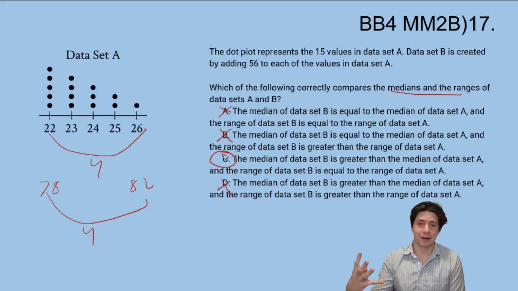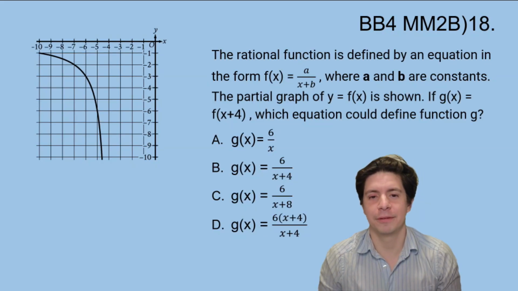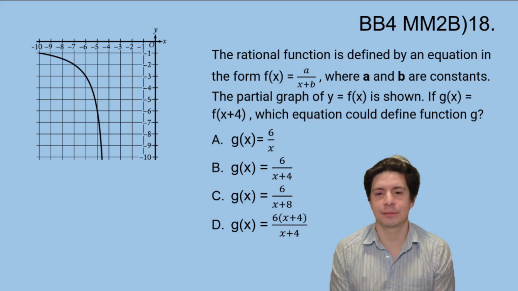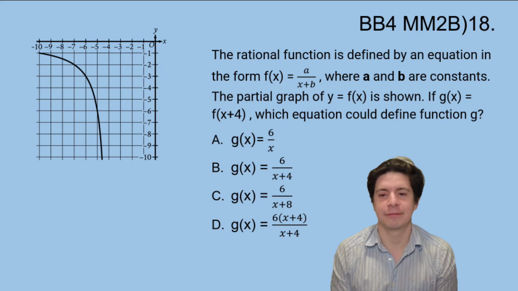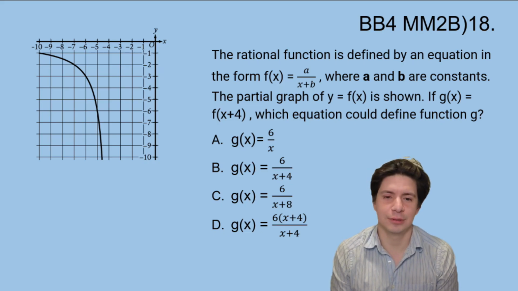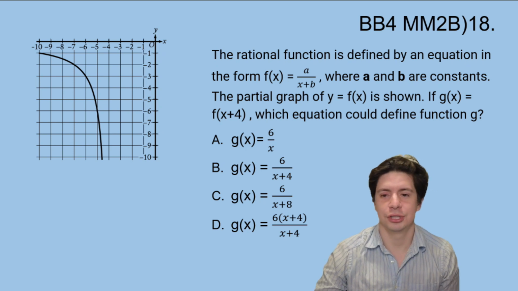And this question is there, and it's still not too bad, right? It's just knowing the concepts of how numbers can shift and how data gets affected. A rational function is defined by an equation in the form of f of x equals a over x plus b, where a and b are constants. The partial graph of y equals f of x is shown. If g of x equals f of x plus 4, which equation could define the function g?